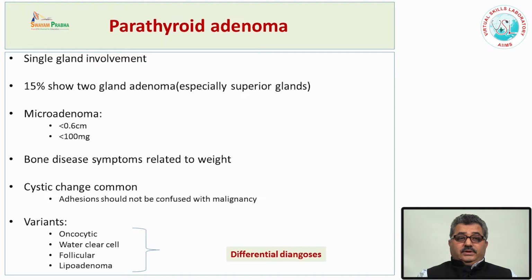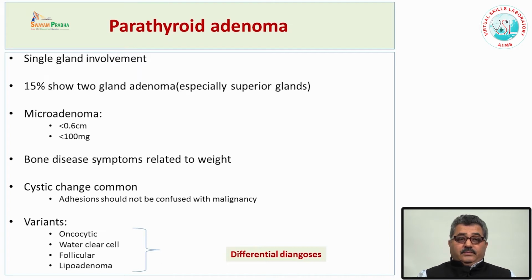Parathyroid adenomas mostly involve a single gland. That is very important to differentiate the causes of hyperparathyroidism between adenomas and hyperplasia. In hyperplasia, all the glands are involved, whereas in adenoma, a single gland is involved. But it is also not very rare that there may be involvement of two glands. In about 15% of the cases, they are double adenomas. That point is to be remembered: most of the double adenomas involve the superior glands, both right and left superior glands.